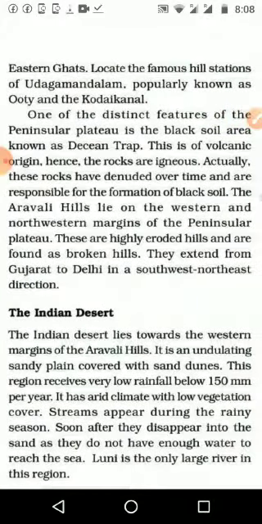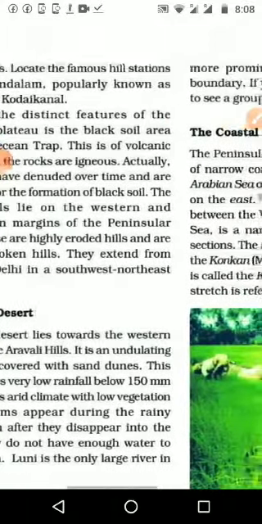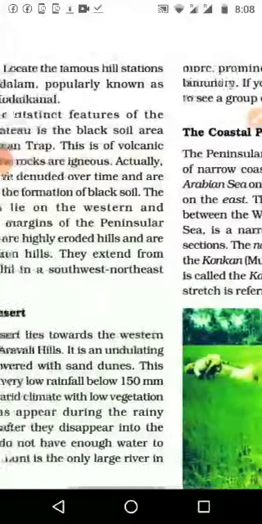Sand dunes keep forming. Today in one area we see a small sand hill, and the next day it will move to another area. Like that, sand dunes move from one area to another. And there is very high wind.